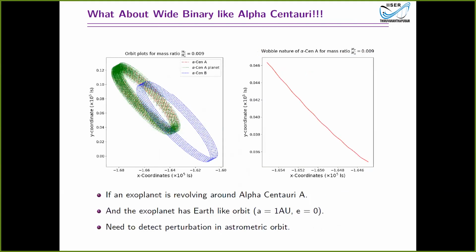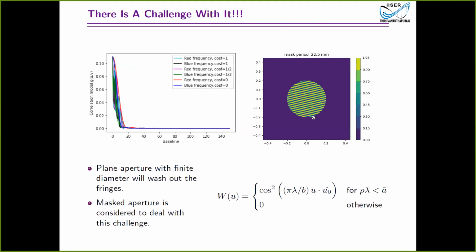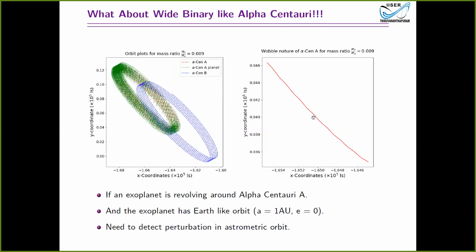So what about a wide binary system like Alpha Centauri? If we want to estimate the astrometric orbit so that we can detect the perturbation in the orbit due to an exoplanet around Alpha Centauri A, which is revolving in an Earth-like orbit. So we have considered here 10 Jupiter masses to show you just the perturbation in the orbit. But for the rest of our work, we have taken lower masses also.